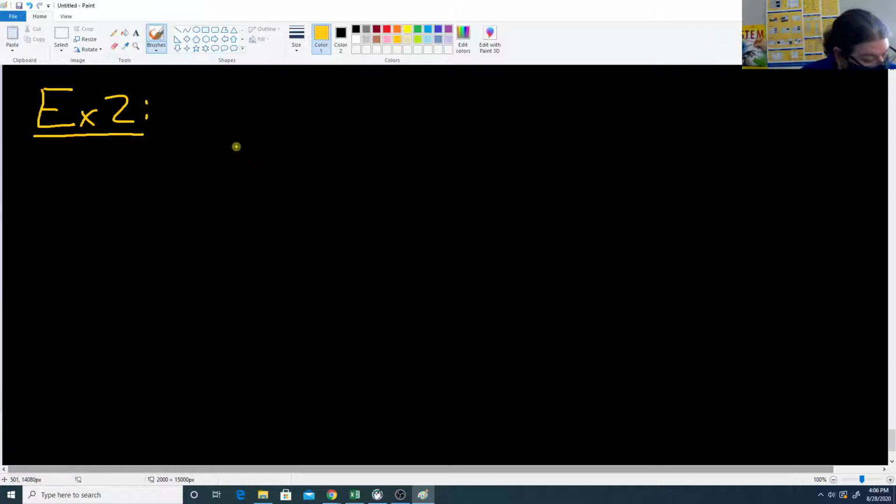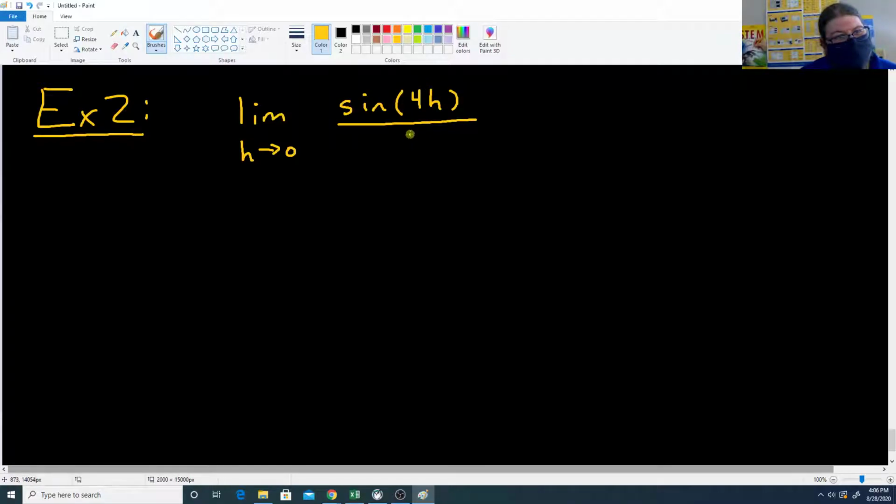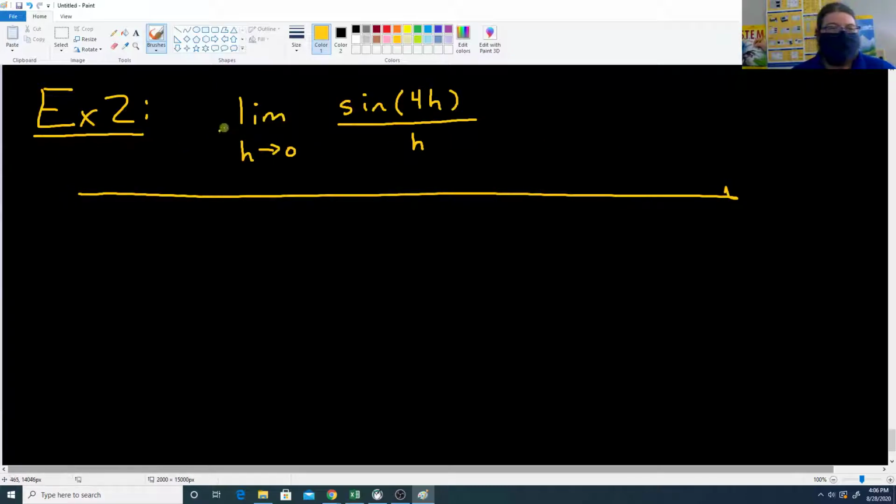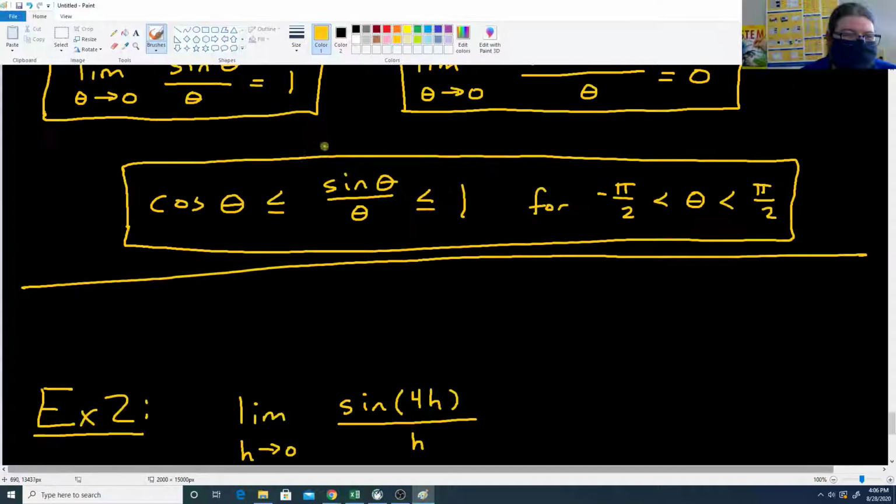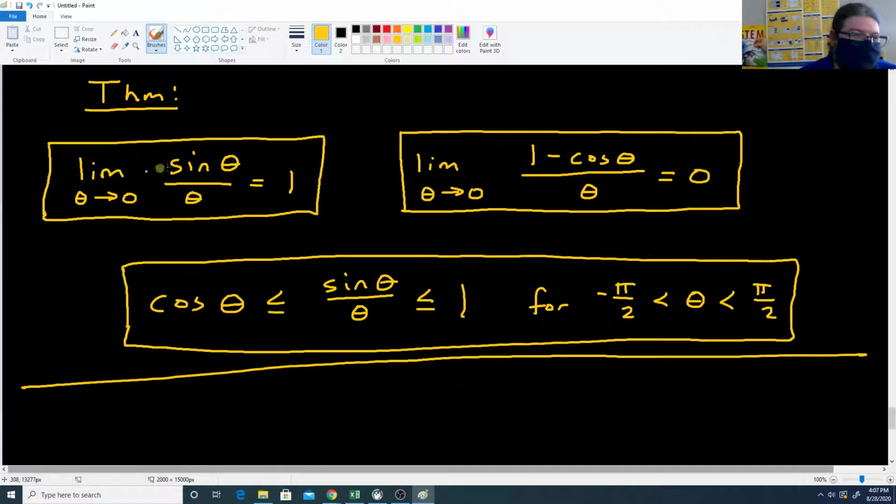So we're going to look at what is the limit as h approaches 0 of sine of 4h, all that divided by h itself. So this looks like the limit as h approaches 0 of sine of 4h over h. It looks very close to what we have here. The problem is, instead of sine of theta over theta, we have a 4h up here. So the top part doesn't match the bottom part.